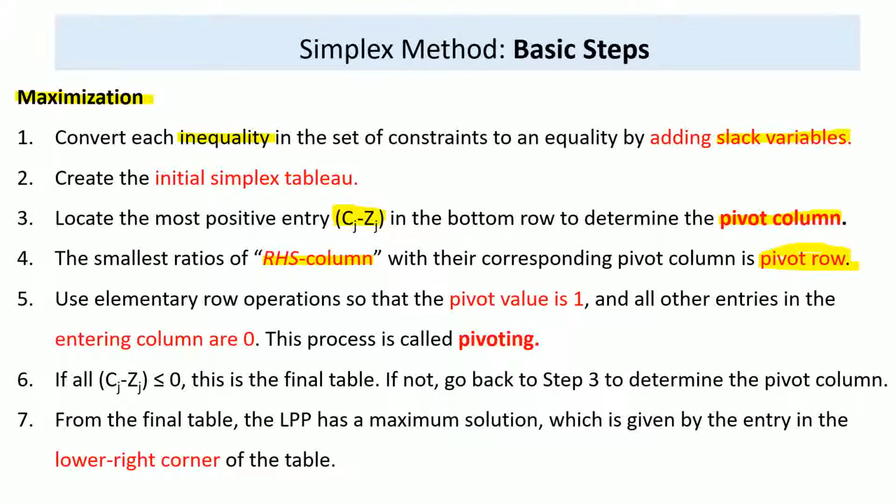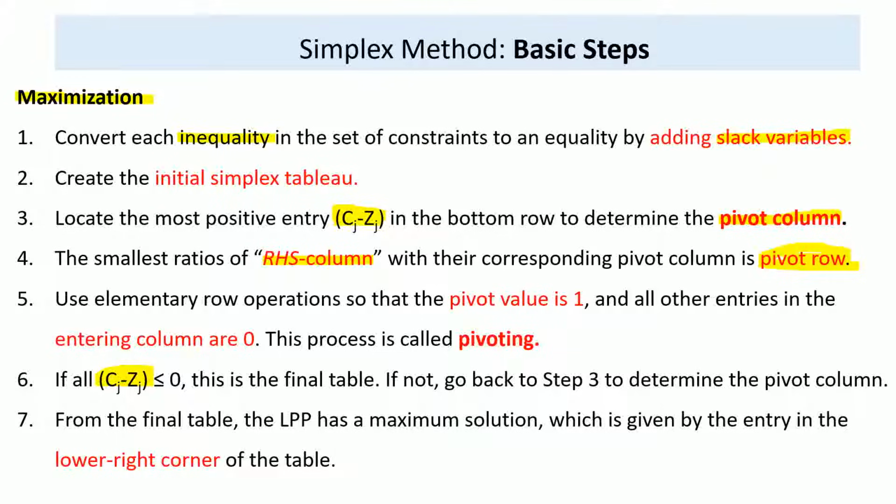And the sixth step is to check whether we have arrived at the optimal solution or not by Cj minus Zj. If all the values in the bottom row, that is Cj minus Zj, are less than or equal to 0, this is the final table and we have achieved optimality. If not, if they are not less than or equal to 0, we haven't arrived at the optimal solution, so we have to go to step 3 again to determine the pivot column and iterate the steps again.